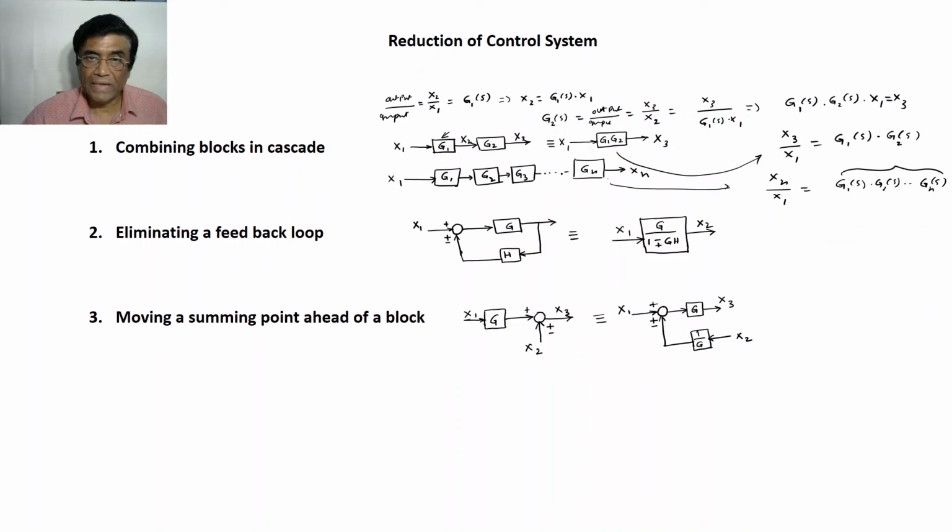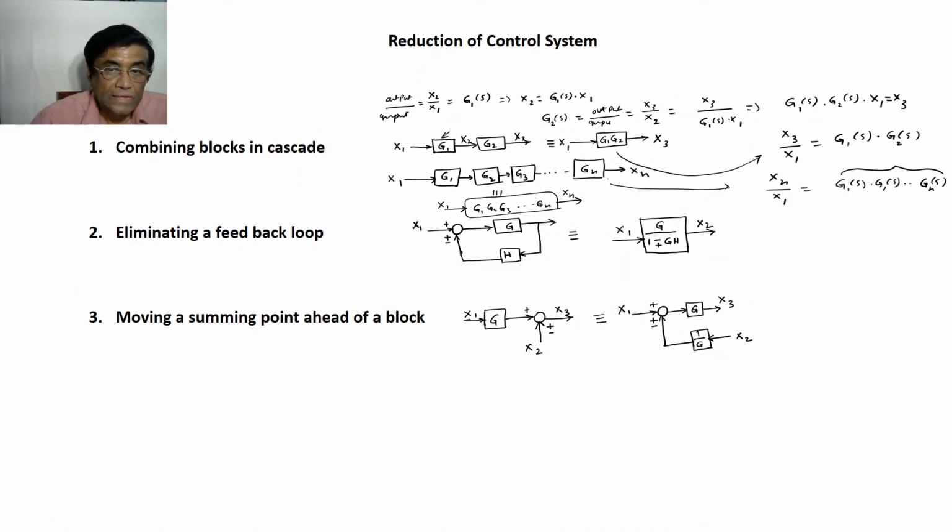If my blocks are like this, then the resultant block, you can just replace this by this one, G1, G2, G3. All multiplication you can do, and then you put them in a block. That's a function block. Then this is X1, and this is Xn. So this is very important.